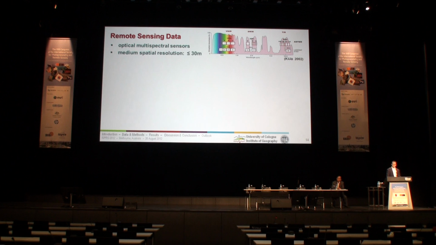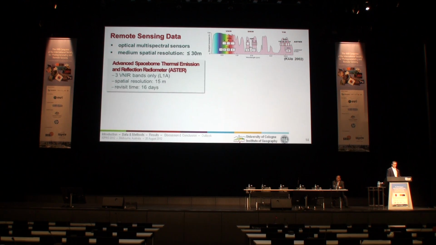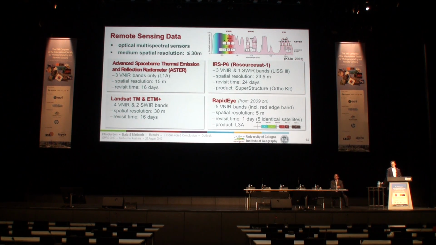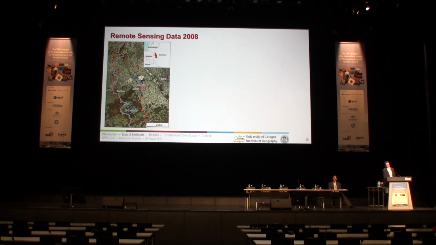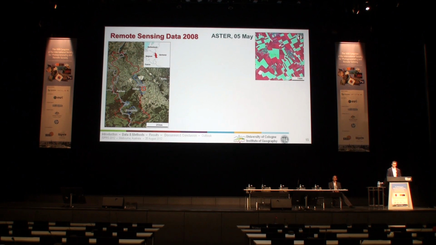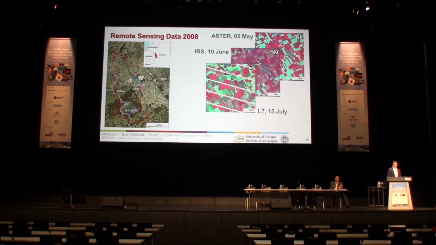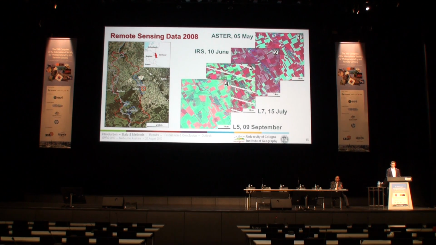So the remote sensing data we've chosen for the analysis comes from ASTER, from Landsat TM and ETM+. Also, we incorporated IRS P6. From 2009 on, we also could include RapidEye data in the analysis. And for 2008, we selected 4 scenes for the analysis, and the first one is from the beginning of May from ASTER. The second one is from the 10th of June from IRS P6. The third scene we use is from L7 from the mid of July. And the fourth scene is from L5 of September, 9th September.